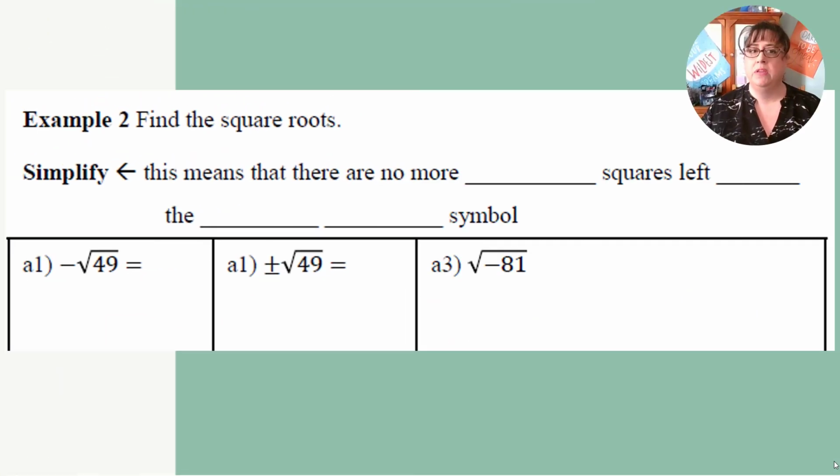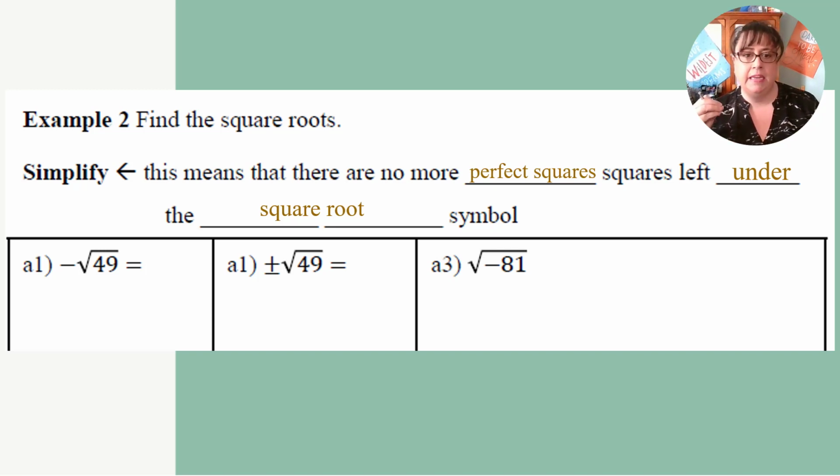So we're going to start in with example number 2. And we need to remember what the word simplify means. Simplify in this case means that there are no more perfect squares left under the square root symbol. So what we're doing is we're extracting all those square roots out of the square root symbol. If you think back to our mystical forest, it means that they've gone through the tree and taken out all of the square roots. And if we don't have a perfect twin, sorry, you're stuck in our mystical forest and you don't get out.